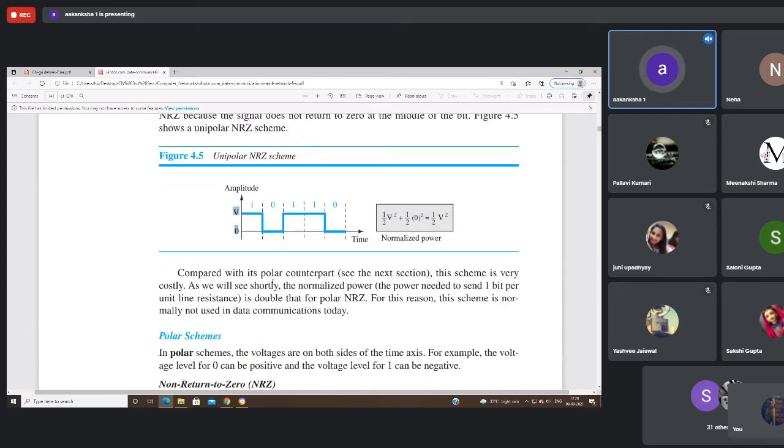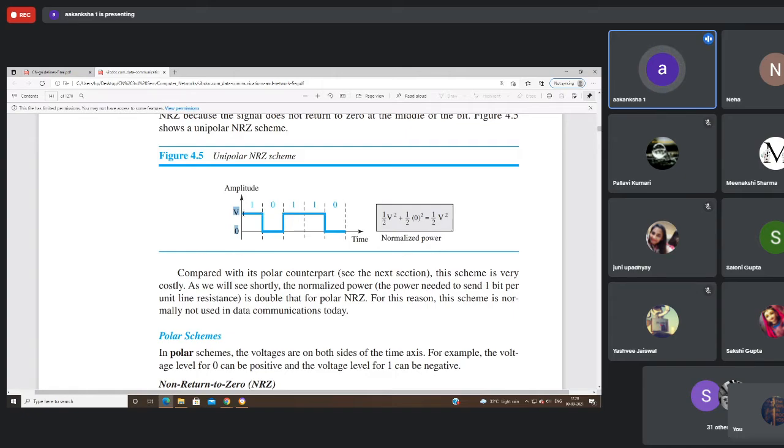Now, compared with its polar counterpart in the next section, this scheme is very costly. Why is it costly? We'll see that the normalized power for 1 bit per unit line resistance is double that for polar NRZ. When we discuss the polar scheme, we'll see that this is using the full power for sending one electrical signal.